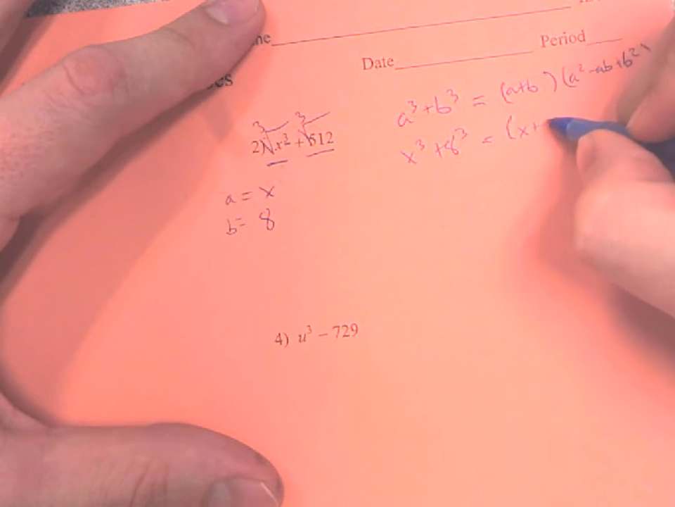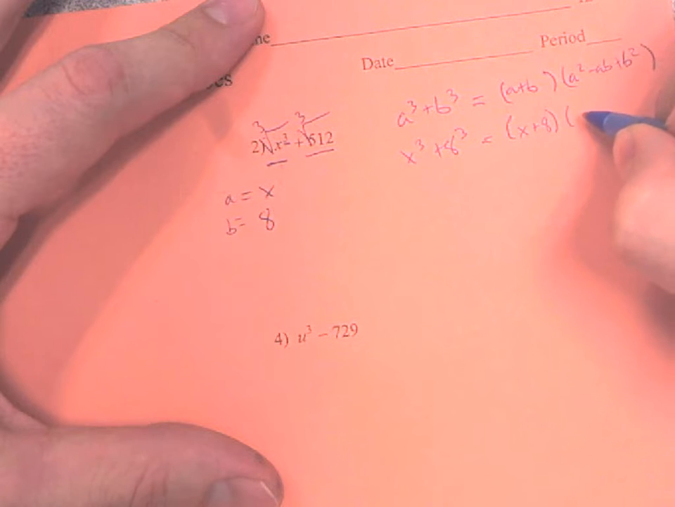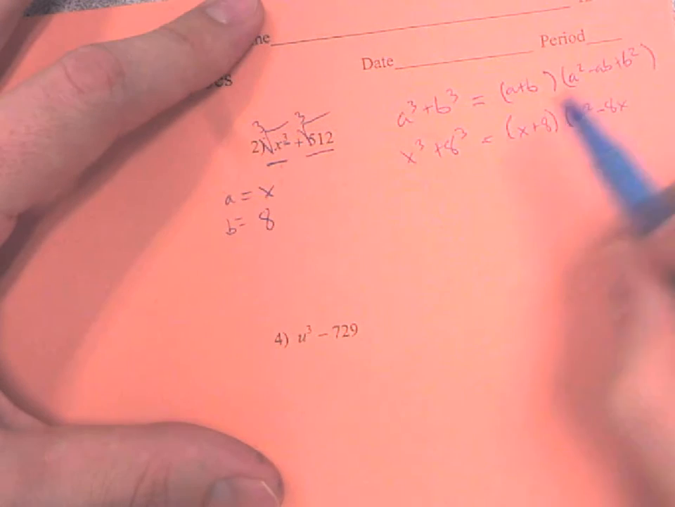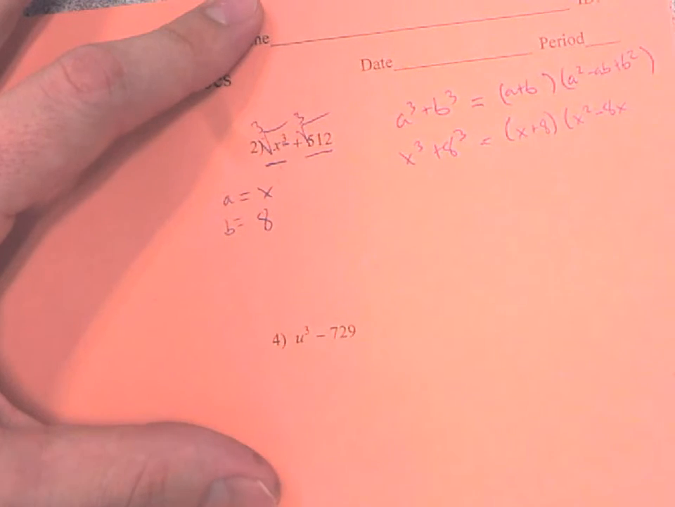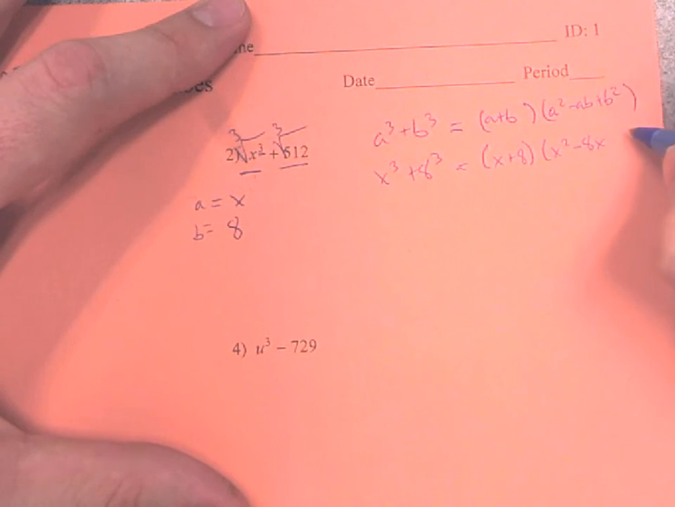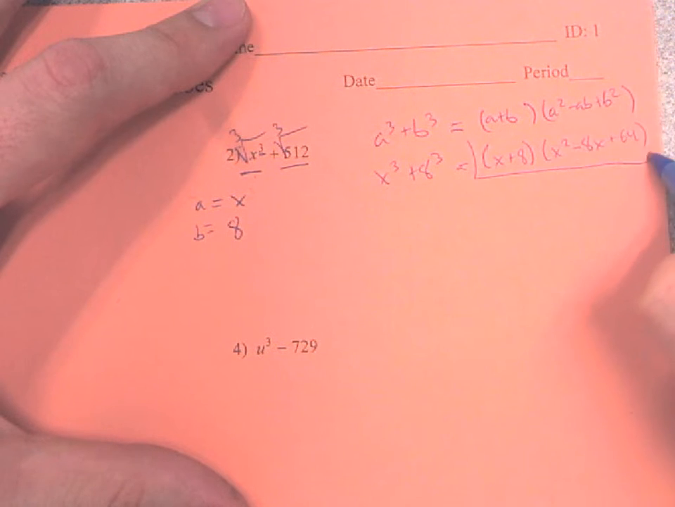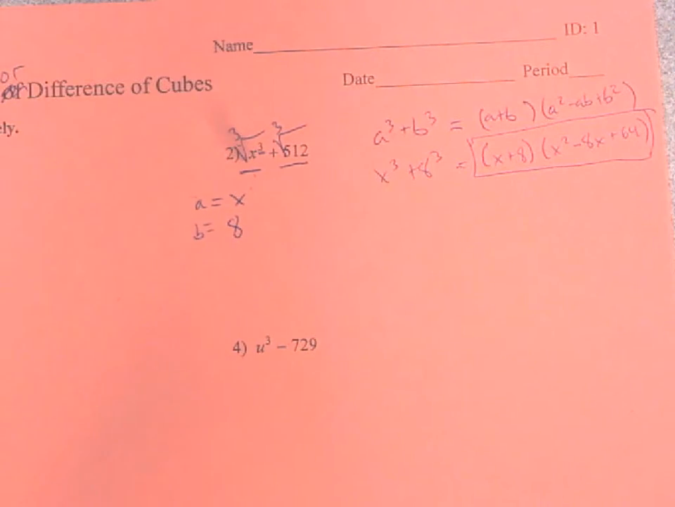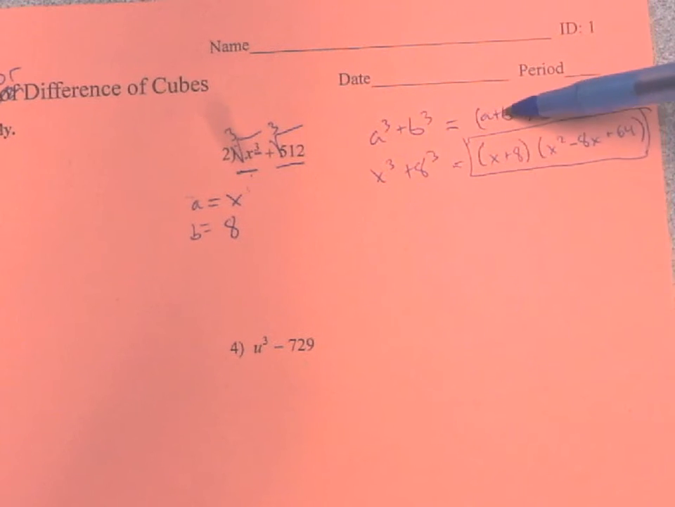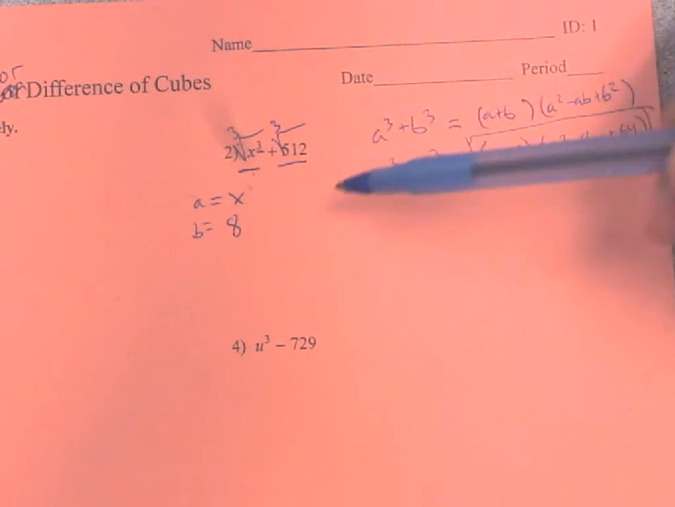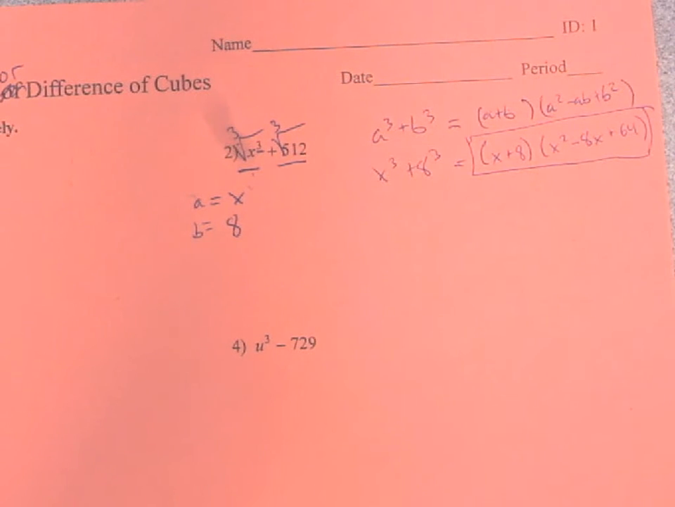X plus 8, and then I'm going to have x squared minus 8x, right? So a times b, minus a times b, and then plus 8 squared, which is 64. And that is pretty much it. We just follow the template. We replace all the a's with whatever a is, we replace all the b's with whatever b is. We find out what those are by taking the cube root, and you're off.